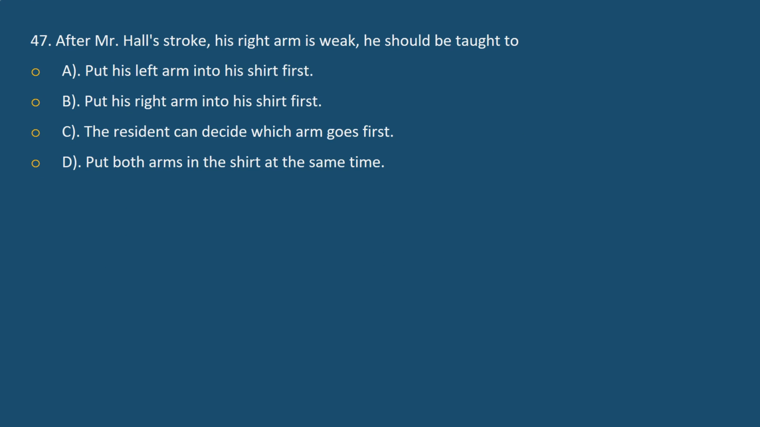Question 47. After Mr. Hall's stroke, his right arm is weak. He should be taught to A. Put his left arm into his shirt first. B. Put his right arm into his shirt first. C. The resident can decide which arm goes first. D. Put both arms in the shirt at the same time.